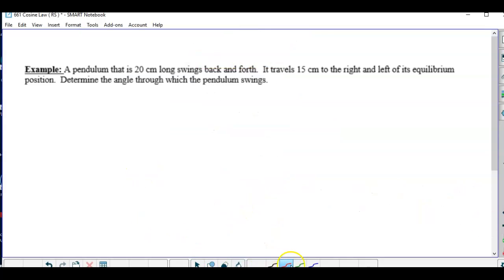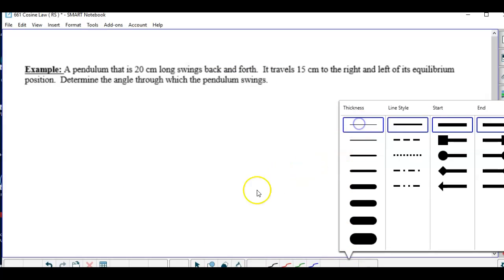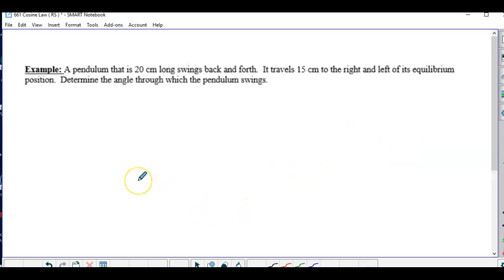Okay, now an application question. It says a pendulum that is 20 centimeters long swings back and forth. It travels 15 centimeters to the right and 15 to the left of its equilibrium position. Determine the angle. Okay, so here's sort of equilibrium. Here's the pendulum. Okay, and actually I can show you with this. So there's your pendulum. It's going to go back and forth, right? So that's what a pendulum does. You've probably used, if you've used a metronome in music or in science, they've shown you a pendulum, okay?